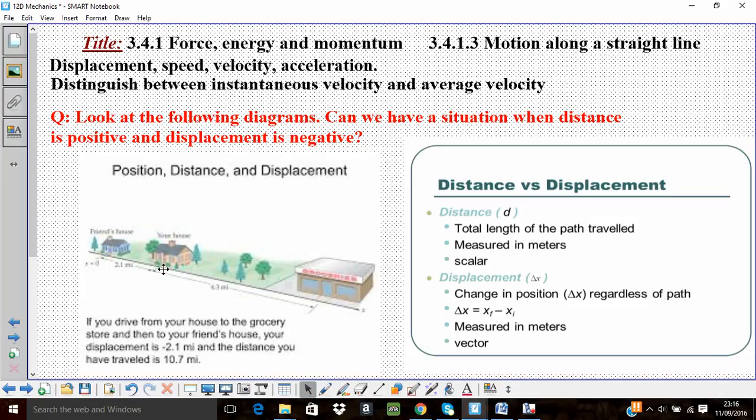That means we calculate 4.3 there, 4.3 back, another 2.1, making 10.7, but displacement is minus 2.1 because, considering the point where I started, actually my final destination is not to my right, it's not to my positive axis, it's actually to the left, towards the negative axis. So I'm going minus 2.1 miles from my home to my friend's house.